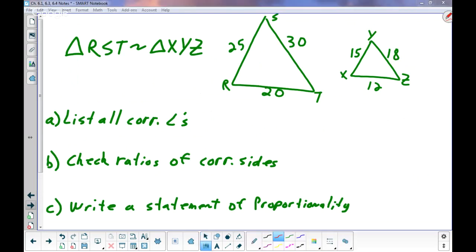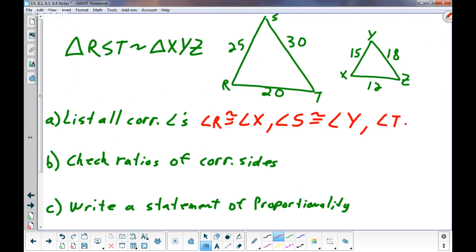So if we do that, you just say which angles are congruent to which angles, and we've done that before. We just match it. R, the first letter in the first triangle, is matched with the first letter in the second triangle, which is X. So we say angle R is congruent to angle X. Then we go to the next one. Angle S is congruent to angle Y. And then the third one, angle T is congruent to angle Z. And if you want to mark it, R, X, S, Y, and T and Z, we can mark them on there.